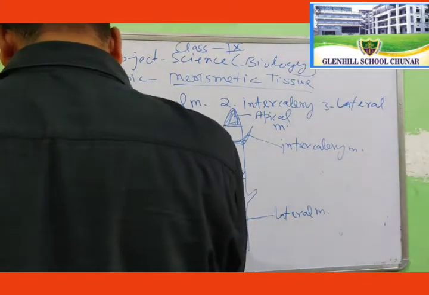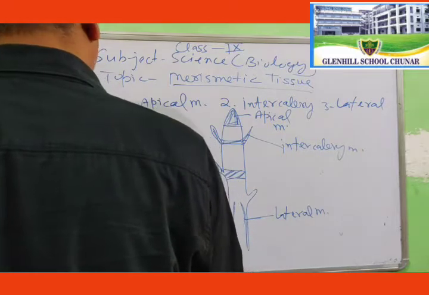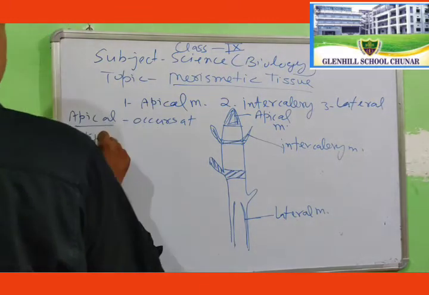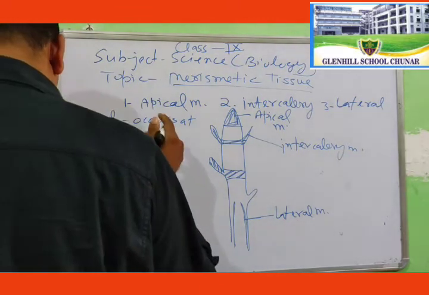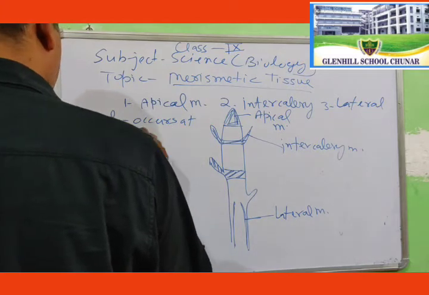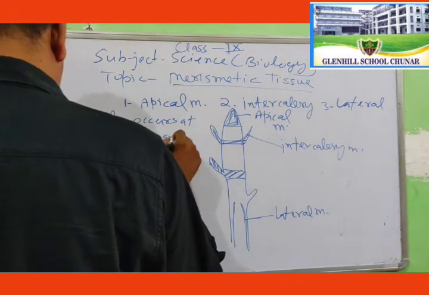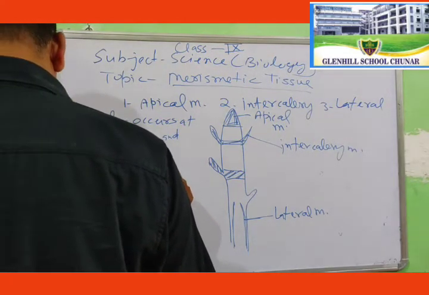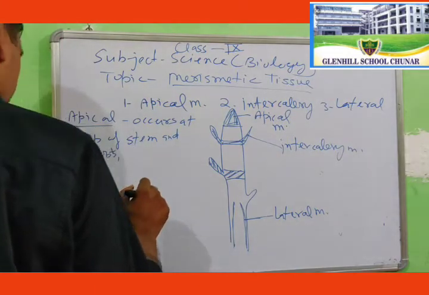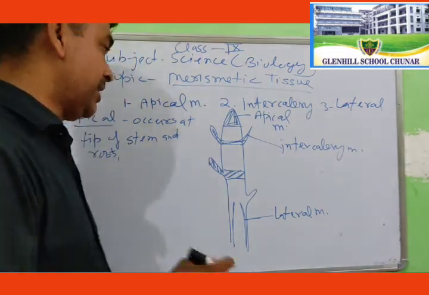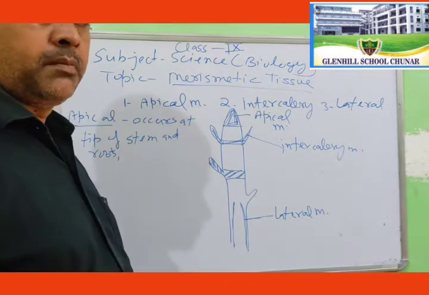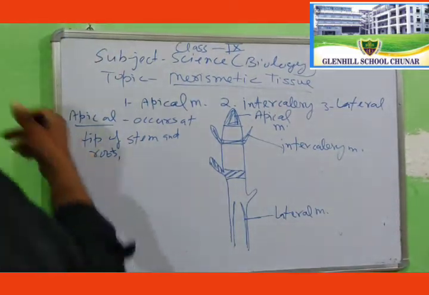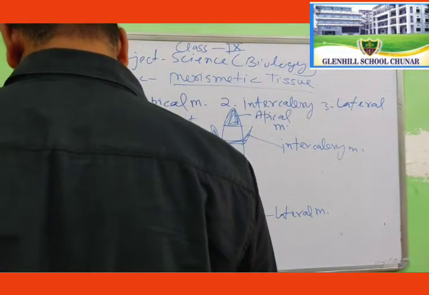Apical meristem occurs at the tip of stem and root. Depending upon their position, they are called root apical meristem and shoot apical meristem. So depending upon the position they are named accordingly.